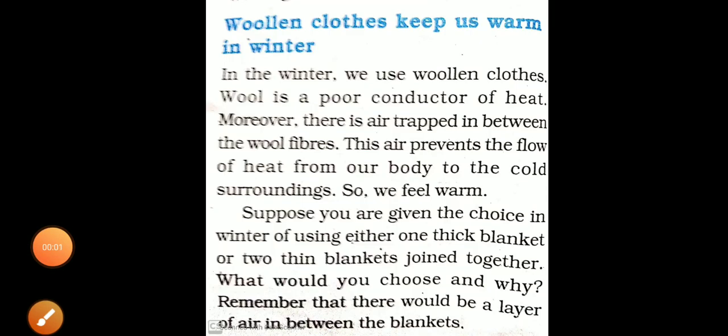Now next is woolen clothes keep us warm in winter. We all know in the winter season we always wear woolen clothes because wool is a poor conductor of heat, and it also contains air trapped in between the wool fibers, and this will prevent the flow of heat from our body to the surroundings.